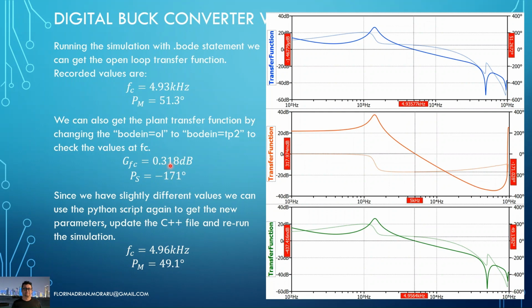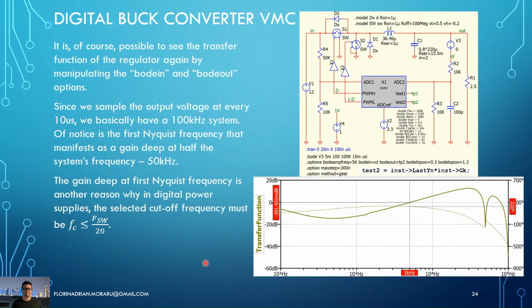Therefore, I introduce the new values in my Python script and rerun it, take the new parameters, paste them in the C++ file, compile it again, and run the simulation. And finally, I end up with 4.96 kilohertz and 49.1 degrees. We can, of course, also have a look at how the compensator transfer function looks by using this test2, which is TP2. So in this Bode plot, I use TP2 instead of out.